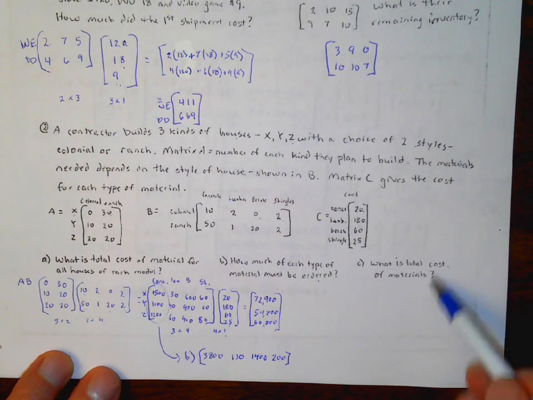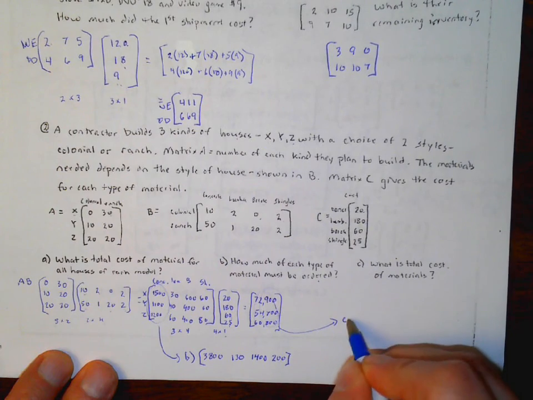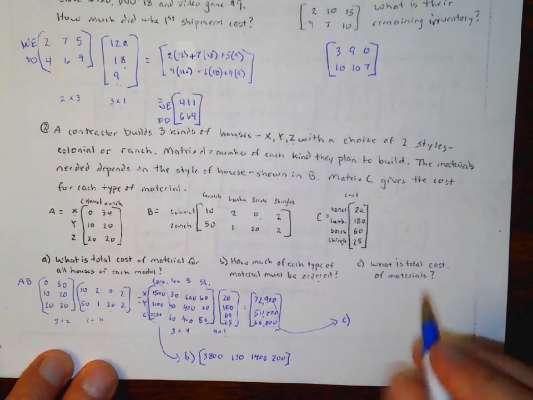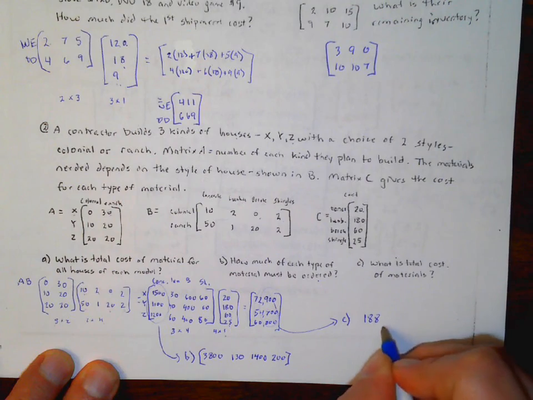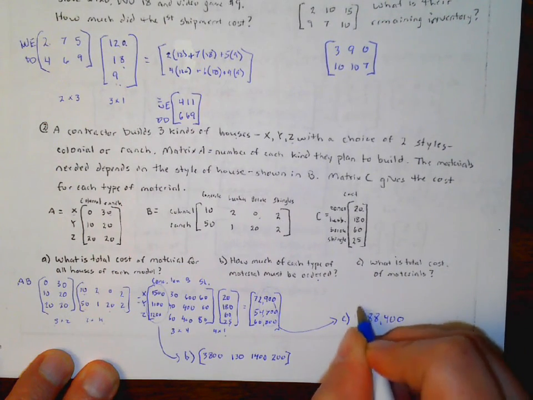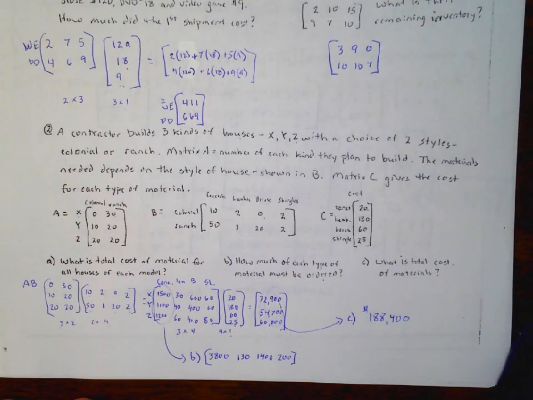Okay? And the total cost of the materials, all you got to do is add these together, right? So if you add these all together, $188,400 would be how much all these materials will cost to build all these homes. Right, that is the basics of matrices.